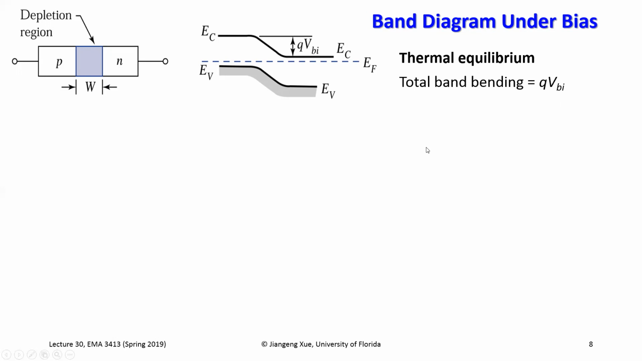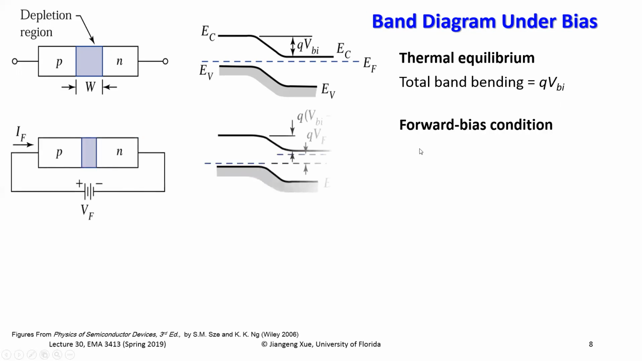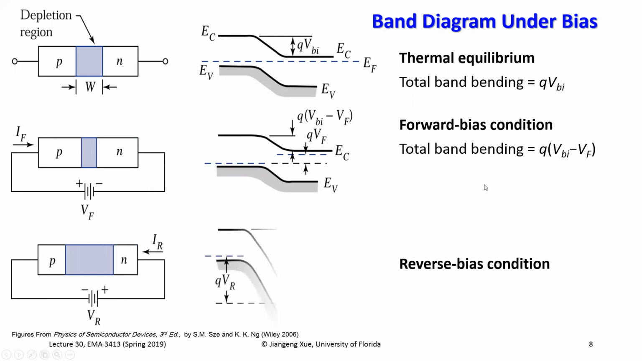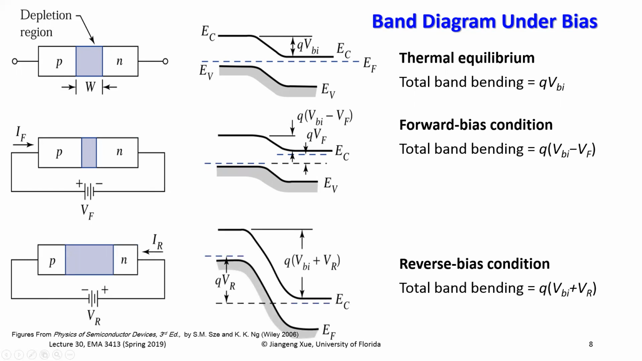If we apply a forward bias, again, as we talked about in the metal-semiconductor contact, this forward bias will partially compensate for the built-in potential. So that results in a reduction of the total band bending. If you reverse the polarity, you will get to the reverse bias, and you will increase the band bending by whatever voltage you apply.